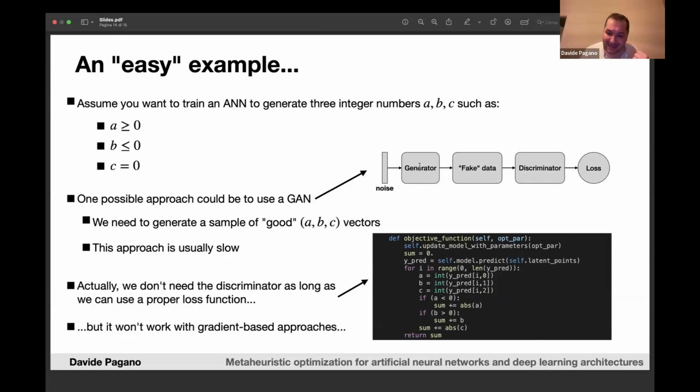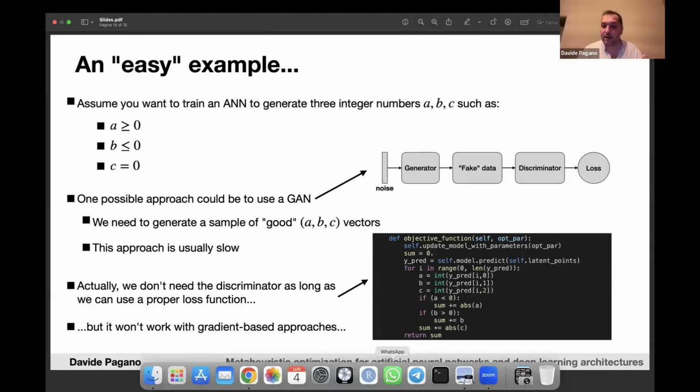For example, I can give feedback to the generator with an objective function like this. I get the prediction from the generator, so the output of the generator, and I check whether those numbers A, B, C are what I like. And if I like them, I return 0. And if I don't like them, I return, for example, a number greater than 0. And the larger the discrepancy from what I expect, the larger the cost.